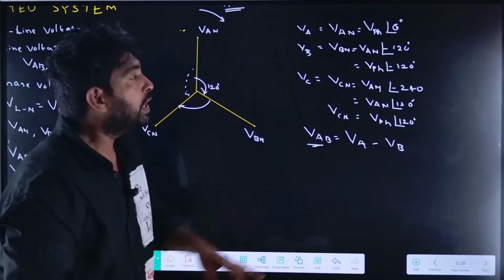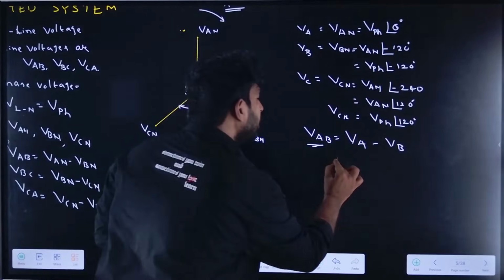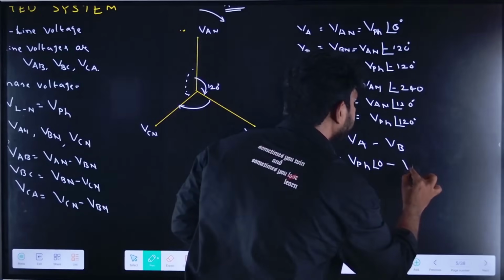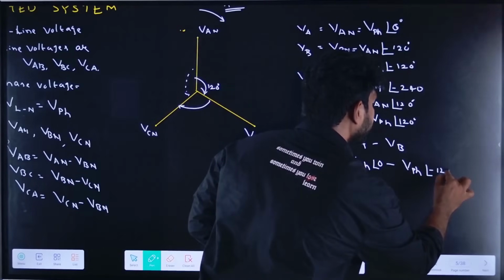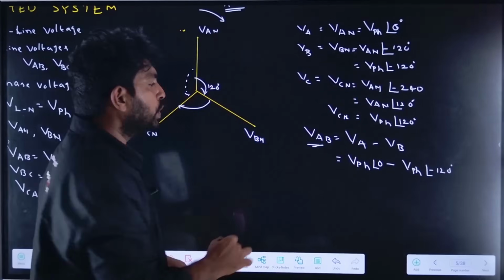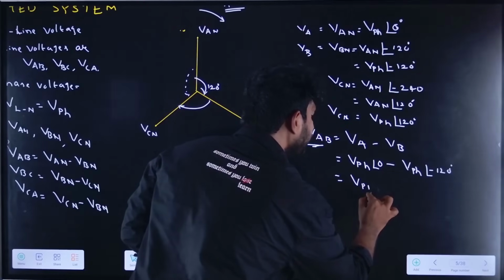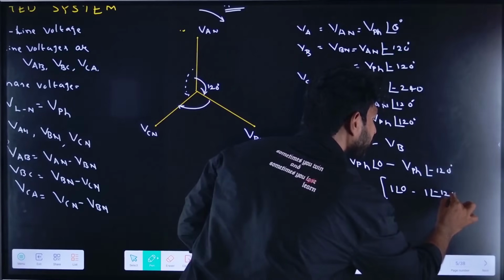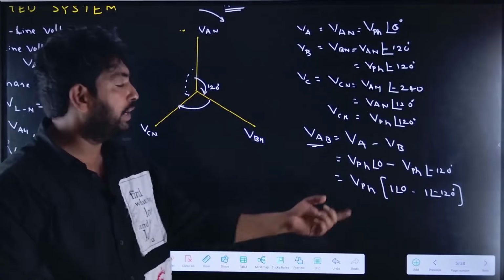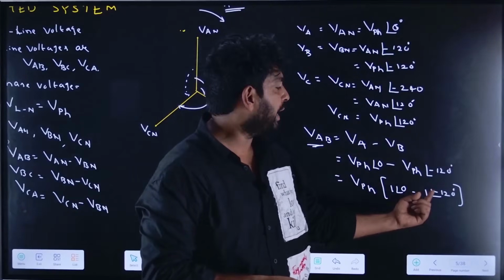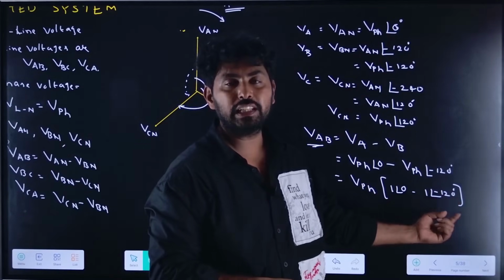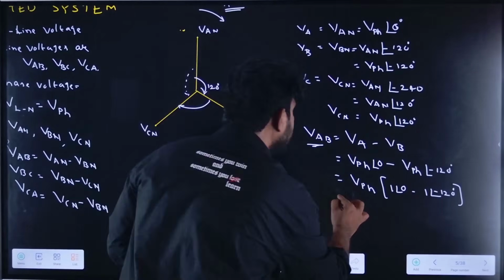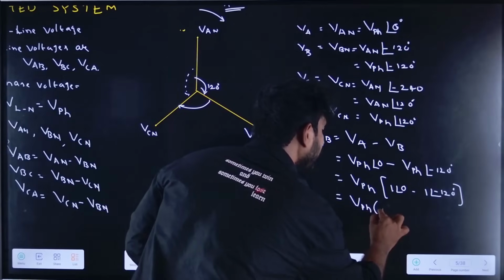What is VA? VA is V phase at an angle 0, minus V phase at an angle minus 120. If I take the V phase outside, it will be 1 at an angle 0 minus 1 at an angle minus 120. This we have already found. It is nothing but 1 minus A square, in terms of the A operator. So it is V phase into 1 minus A square.